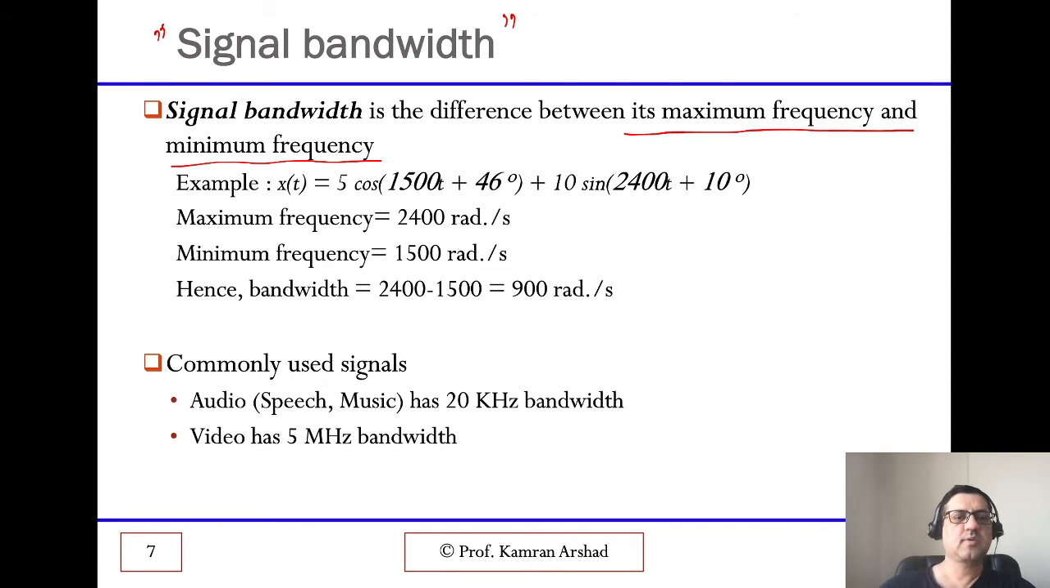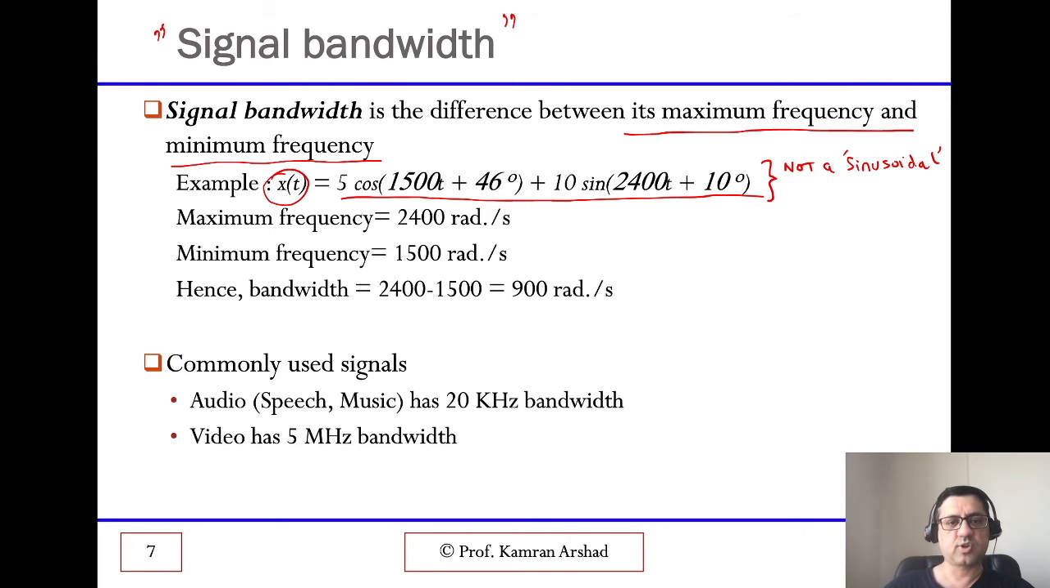So for example, you have a signal like this: x of t is 5 cosine 1500 t plus 46 degrees, plus 10 sine 400 t plus 10 degrees. Of course this is not a sinusoid, right? First thing, please make it clear, it is not a sinusoid. Why? Because it has two frequencies.